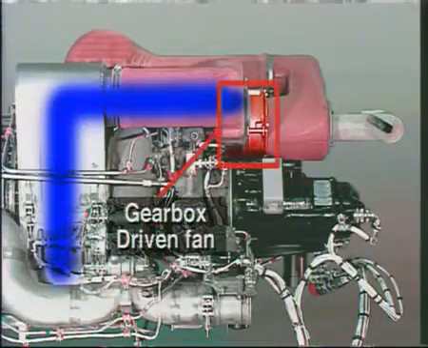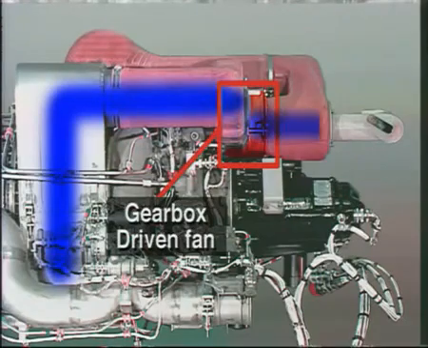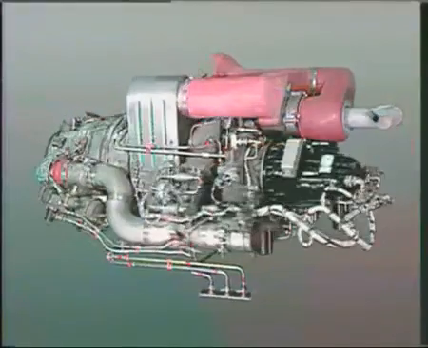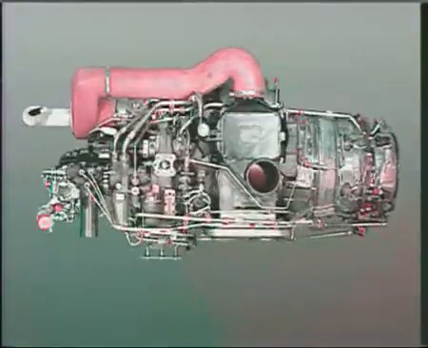The air from the inlet plenum is ducted to the gearbox-driven fan. The fan supplies air to the APU compartment cooling air manifold and to the air-cooled oil cooler.